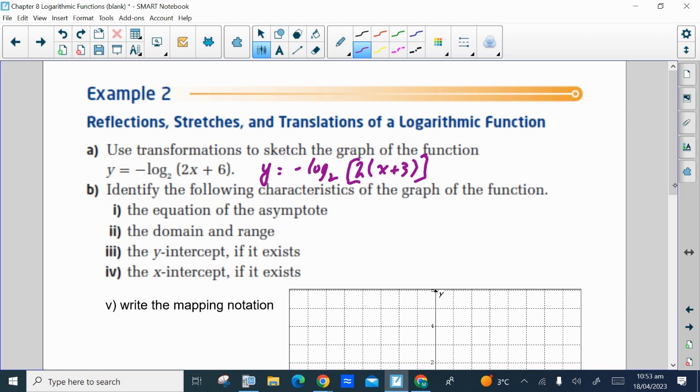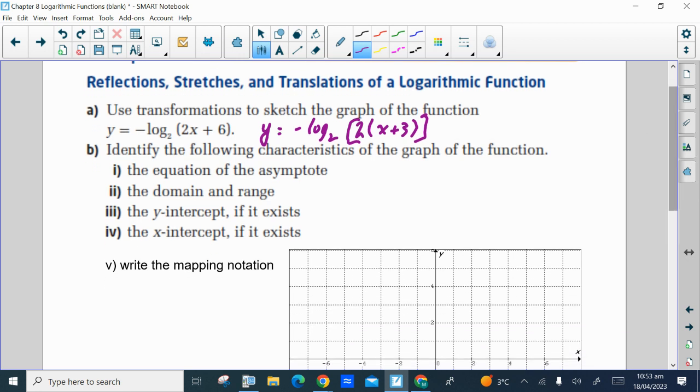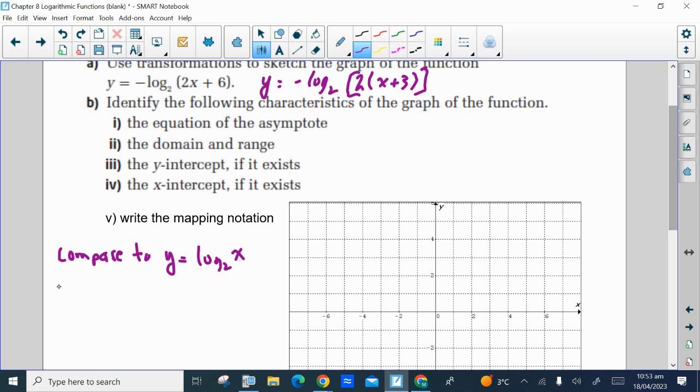So if we compare it to log base 2 of x, and I just realized that I forgot to do the mapping notations for the previous one, so we'll make sure we do it for this one. If we compare it to y equals log base 2 of x, the first thing we see is that we have an a value of negative 1, which is going to reflect the graph about the x-axis.